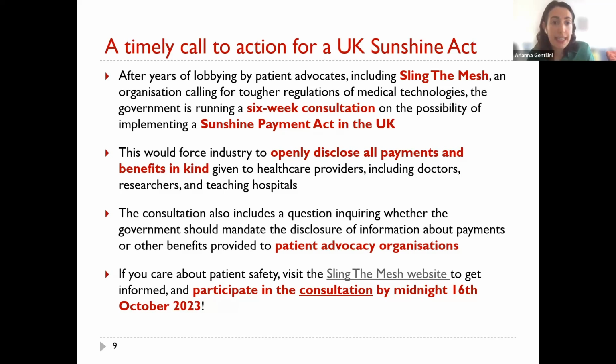On top of that, in the consultation, there's also a question inquiring whether the government should mandate the disclosure of information about payments to patient organizations. It's obvious that we're all aligned with that point. So if you do care about this and want to get informed, you can go online and participate in the consultation, which is going to close in a few weeks from now. This is just a small parenthesis on how hot this topic is at the moment.